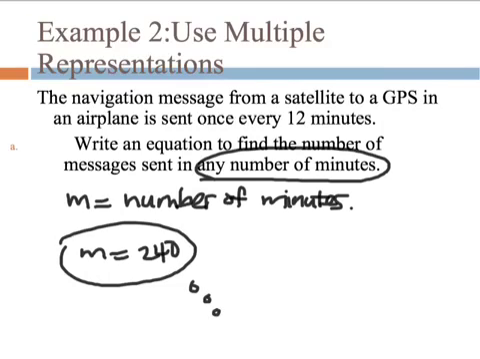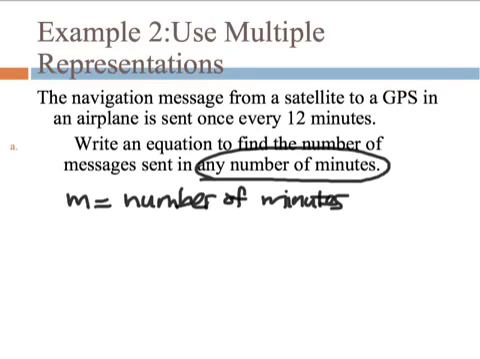So what if the number of minutes was 240? How many messages would be sent? Would I take 240 and multiply it by 12? My hope is that you see that that doesn't work, that you would take 240 and divide it by 12, because for every 12 minutes, there's one message sent. With that in mind, let's get rid of that thought and deal with the problem at hand.